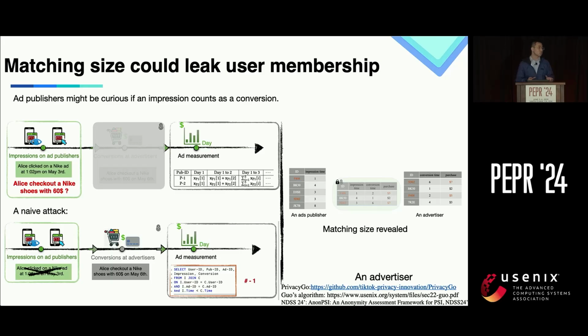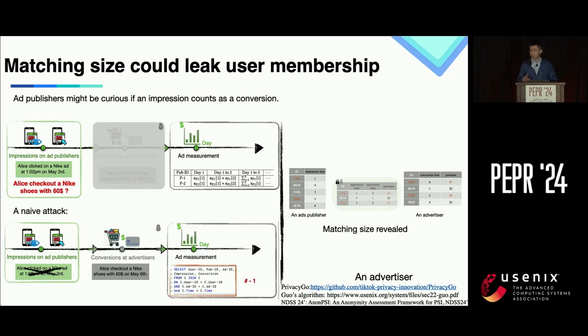But this should be prevented because this is cross-site tracking of users' behaviors. But with input privacy guarantees like TE and secure multi-party computation, will it still happen that the ad publisher can figure out whether Alice is a conversion or not? Yes, the answer is yes. Here is an example.